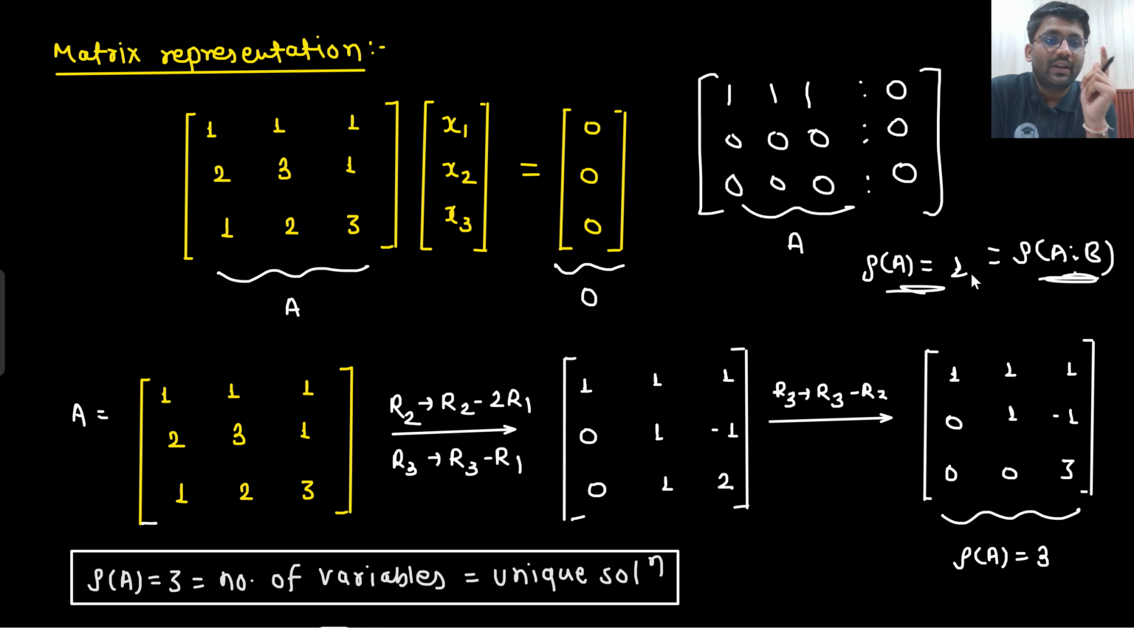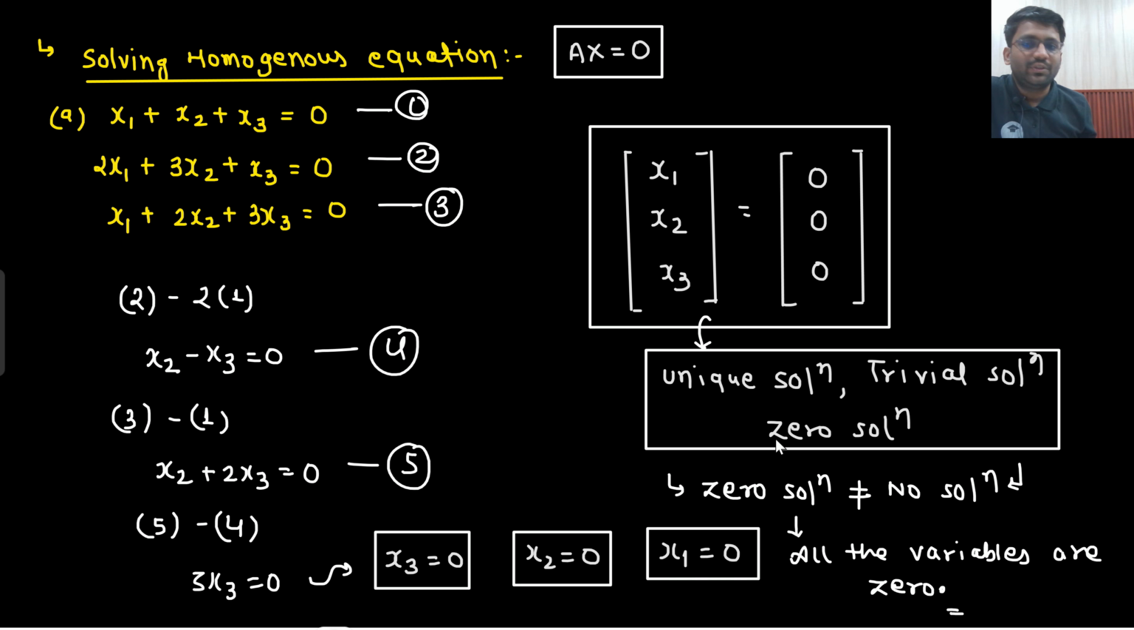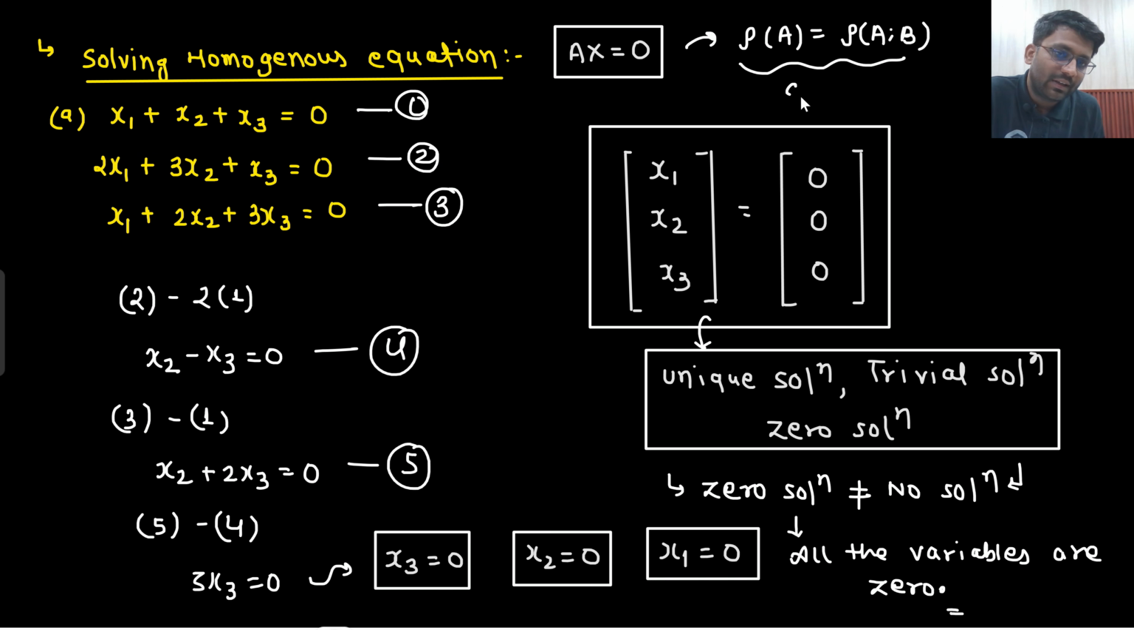That means what you can understand is that always rank of A will be equal to rank of A augmented B, in case of a homogeneous equation. What does that mean? We will always have a consistent solution, or I can say the solution would always exist. But if solutions are existing, then there are two conditions: either a unique solution or infinite solutions.